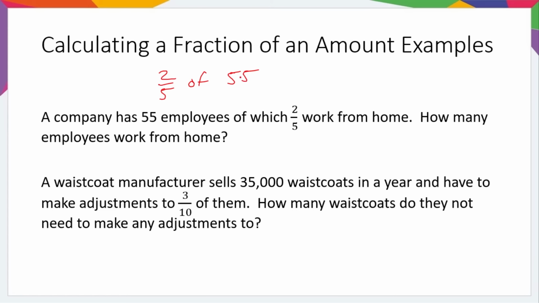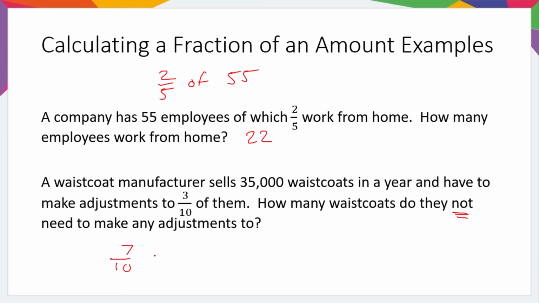So what we're going to do is 55 divided by 5, which is 11. 11 times 2, 22. In the second question, we're told that the manufacturer needs to make adjustments to 3/10 of this figure. So how many waistcoats do they not need? Got to be really careful with these questions. That word "not" changes it completely. So if they make adjustments to 3/10, then that means they do not make adjustments to the remaining 7/10.